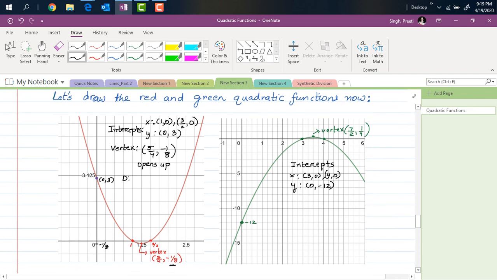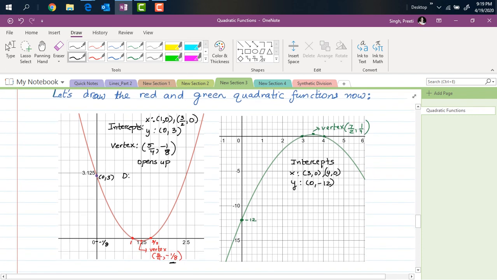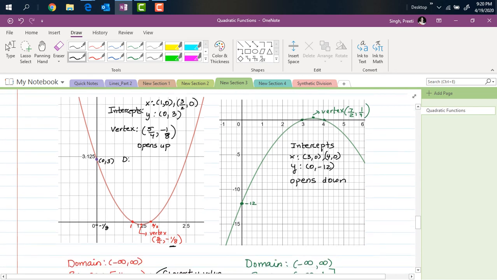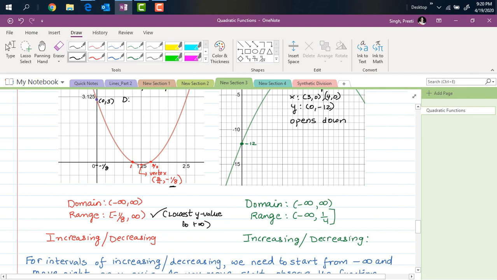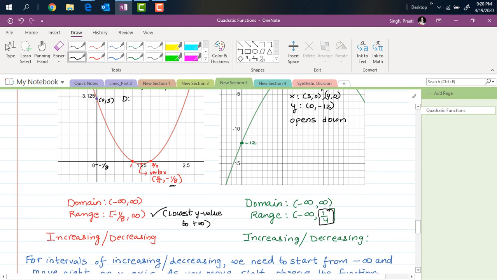Now, what is the domain? Domain again is negative infinity to infinity. But the range for this one: since it opens down because of the negative coefficient of x squared, the range will be negative infinity to the highest point, the vertex y value, that's 1/4. So the range is negative infinity to 1/4, which is the y value of the vertex. Let's look at increasing and decreasing now.